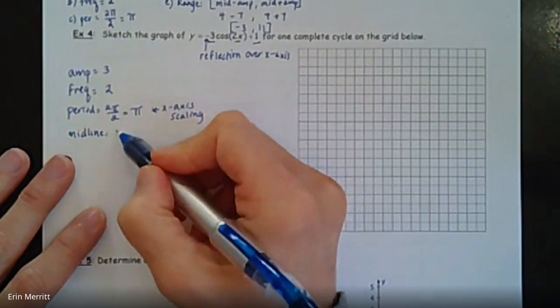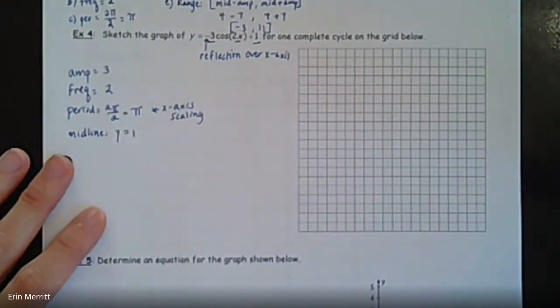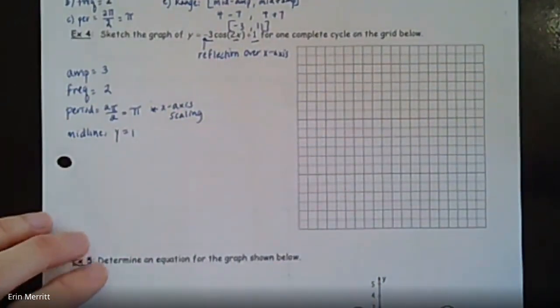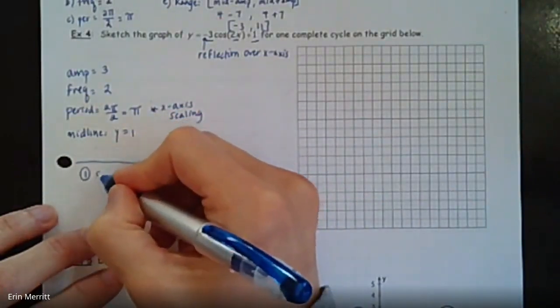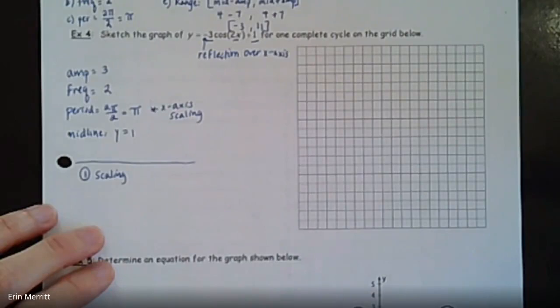Our midline is +1, so it's going to be y equals 1. Okay, just like I did on the last page, I'm going to give you the quick rundown of how I want you to think of this. Start by thinking of your scaling. You have to think about the period. You also have to think about the amplitude along those lines, because you got to think about how far up and down it's going to stretch. And actually, you got to think about all of it, if I'm being honest. One thing at a time.